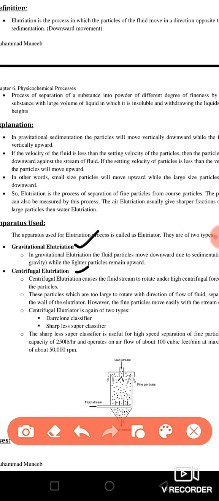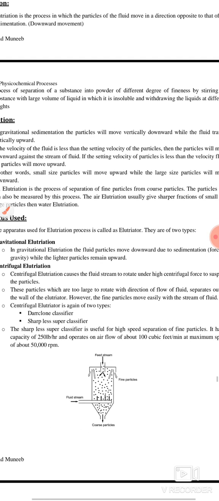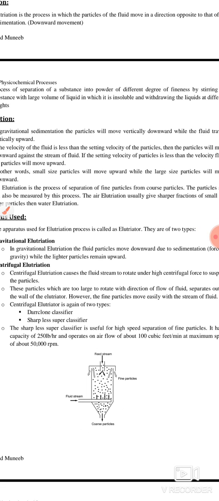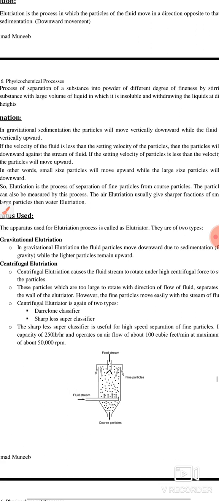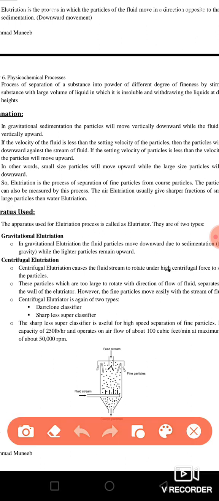Gravitational elutriation is the process in which fine particles move downward due to the sedimentational force of gravity, while the lighter particles move upward. Now in centrifugal elutriation, you have to put your liquid in the centrifugation machine and rotate it with high centrifugal force.